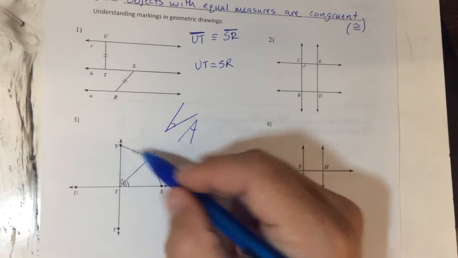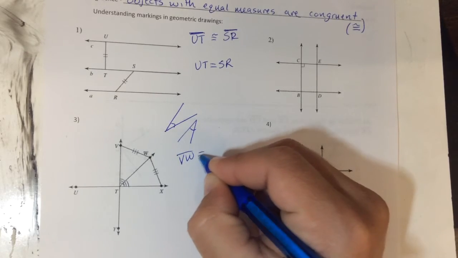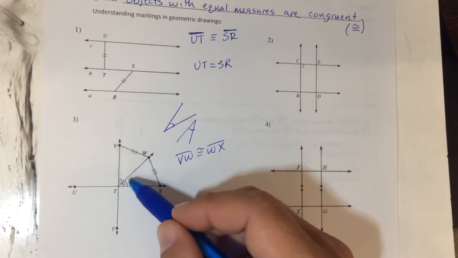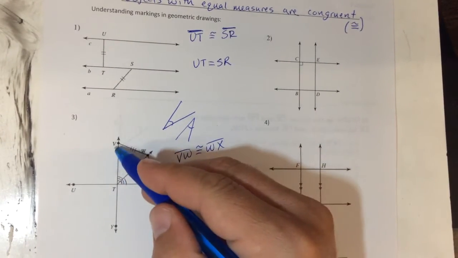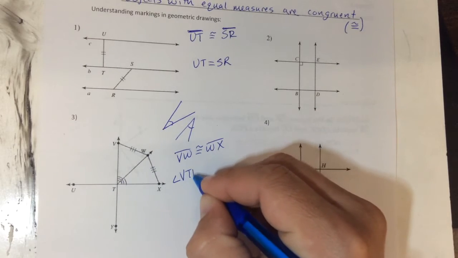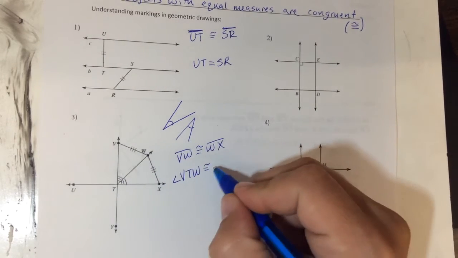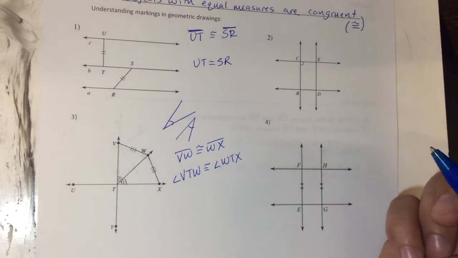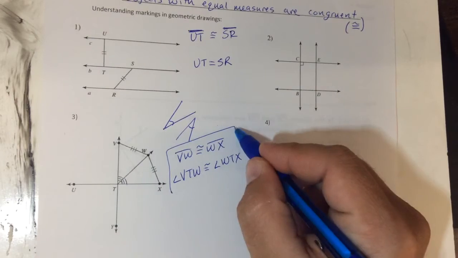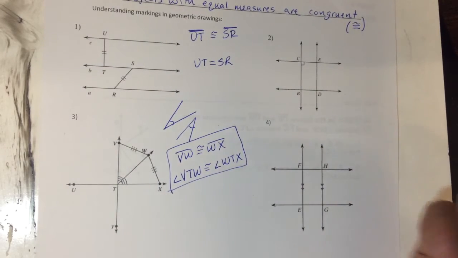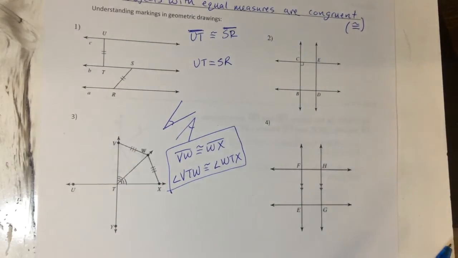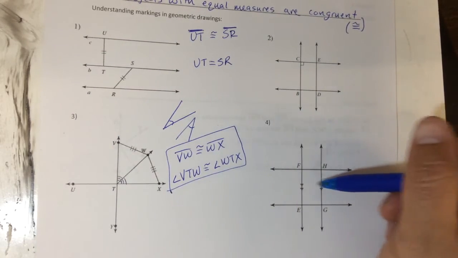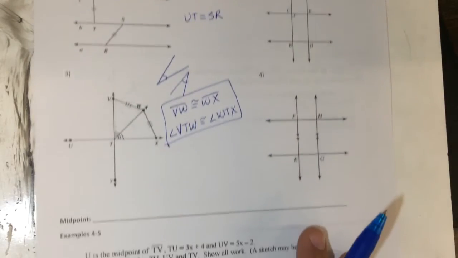But in this case, we have congruent segments. VW is congruent to WX. But we also have congruent angles here and here. So we would say angle VTW is congruent to angle WTX. And that's how we can mark that angles are congruent. So we have 2 pieces of information there. Like I said, we'll come back to numbers 2 and 4 in class. These are some different markings, not necessarily congruence. These are not congruence markings, but we'll talk about those in class.